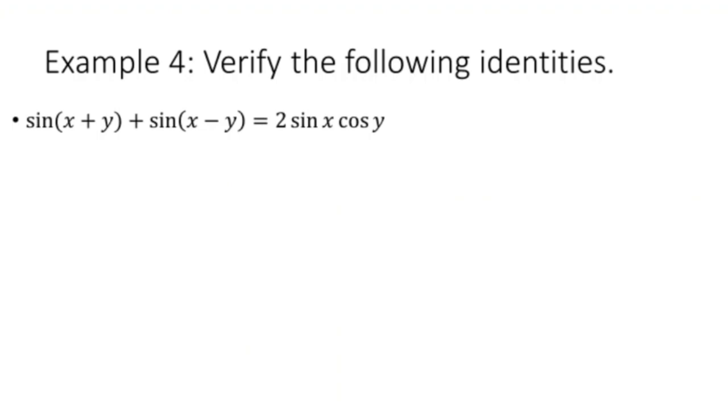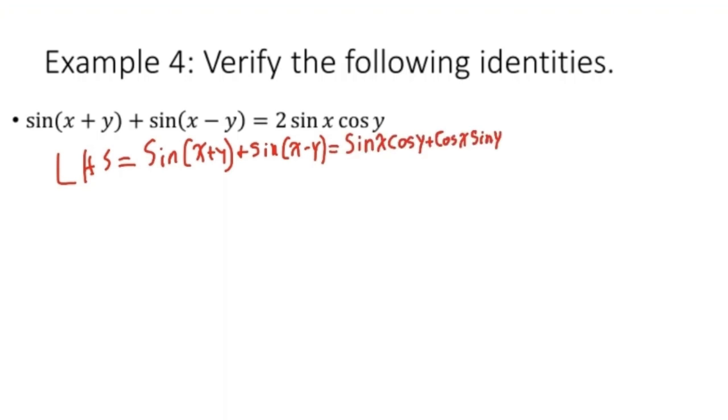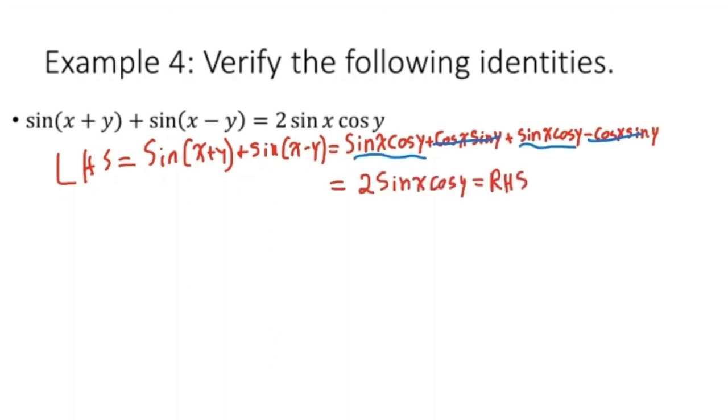Next, we're going to verify that sine of x plus y plus sine of x minus y equals 2 sine of x cosine y. Our left-hand side, we can tell is the most complicated, so we'll start with the left-hand side. Just like before, I do see the sum of angles as the input of my sine functions, so we can apply the sum and difference identities for sine. Sine of x plus y will become sine of x cosine of y plus cosine of x sine of y, while sine of x minus y becomes sine of x cosine y minus cosine of x sine of y. The cosine x sine y terms will cancel, and we can collect our sine x cosine y terms. We get 2 sine of x cosine y, which is equal to our right-hand side.